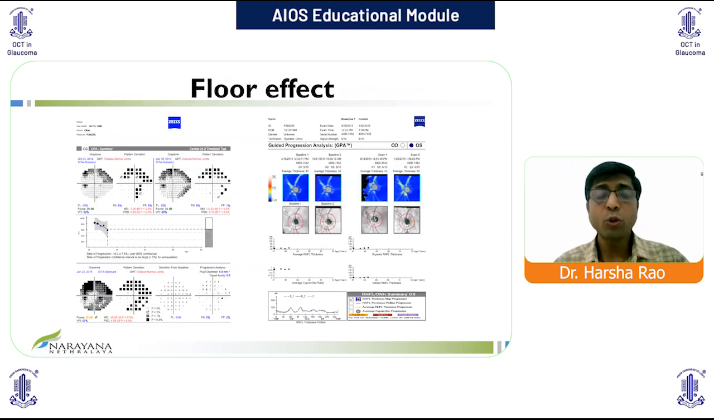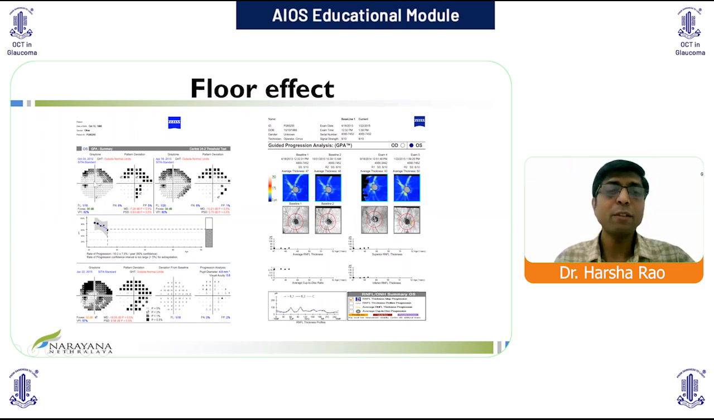One drawback of the OCT in detecting progression is the floor effect. Floor effect is that the RNFL and the GCA-PL, any of the OCT parameters, reaches a floor at certain severity of visual field damage, beyond which, even if the glaucoma progresses, the structural parameters don't show subsequent change.